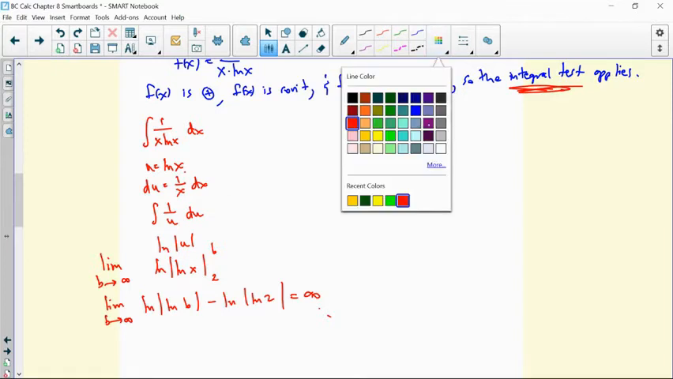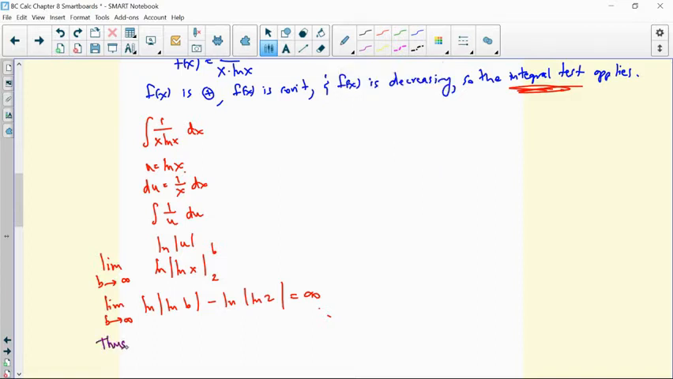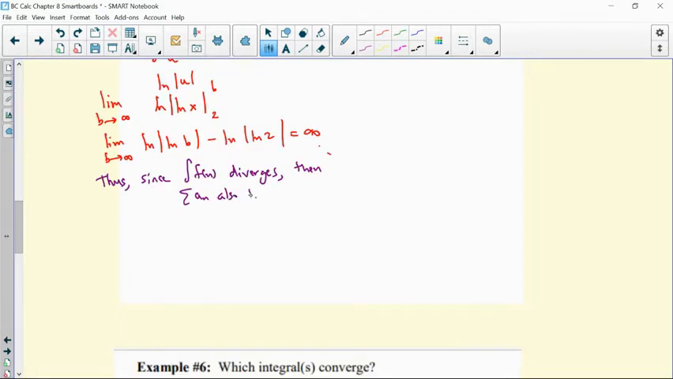So I'd want to make a conclusion here, saying, okay, so thus, since the integral of f of n diverges, and notice I'm being kind of liberal with my notation, I'm just saying since the integral f of n diverges, then the series a sub n, remember we let that function equal that, so it's fine, also diverges by, and we have to say, integral test.